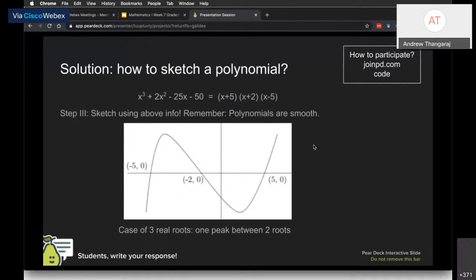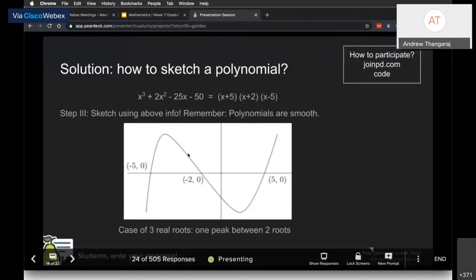I want you to think about how you will find the location of the peaks. How will you find the x at which the first peak occurs? How will you find the x at which the second peak occurs? Think about it. This is an interesting problem for you. If you have any ideas, you can put it in the responses.